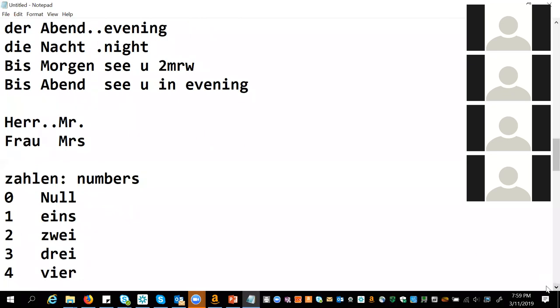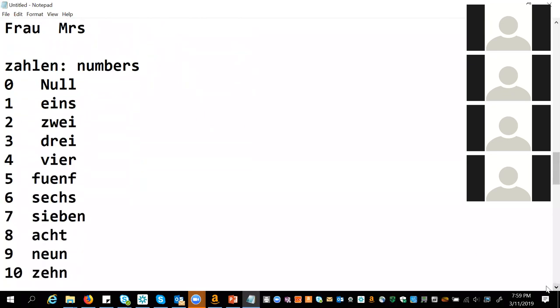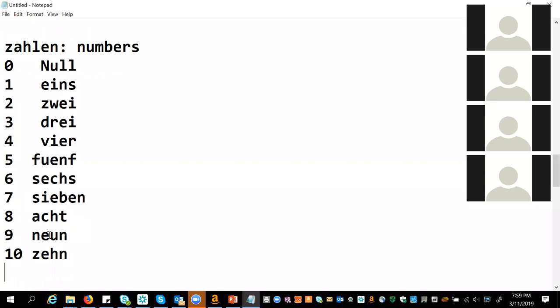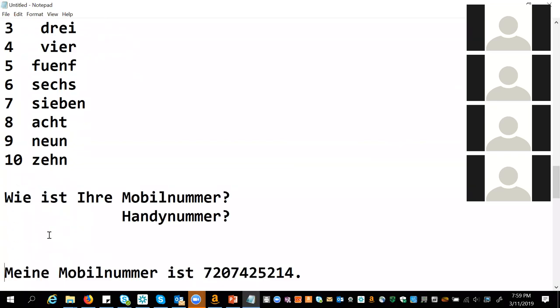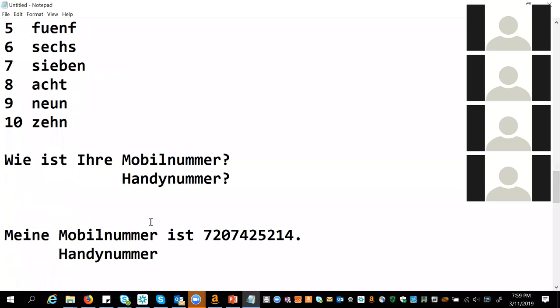Then we did the counting, the numbers, Zahlen: 0, 1, 2, 3, 4, 5, 6, 7, 8, 9, 10. Wie ist Ihre Mobilnummer? So that's my number. Meine Mobilnummer ist 7, 2, 0, 7, 4, 2, 5, 2, 1, 4. The same way you can talk about your mobile number. Mobilnummer or the Handy number, same thing.